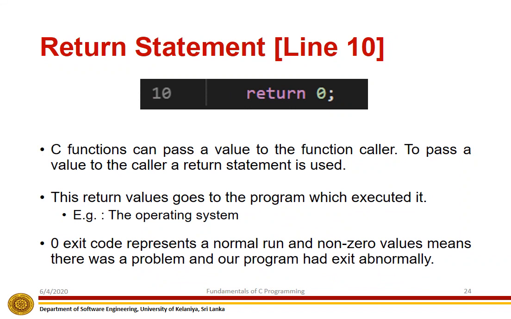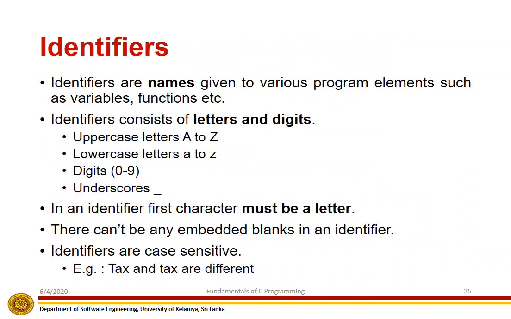Here I am returning from this function by return 0. It means returning an integer, because in the function heading we used the function return type as int. If we put char as the return type of the function, we have to return a char character, not an integer value. Then the identifiers.